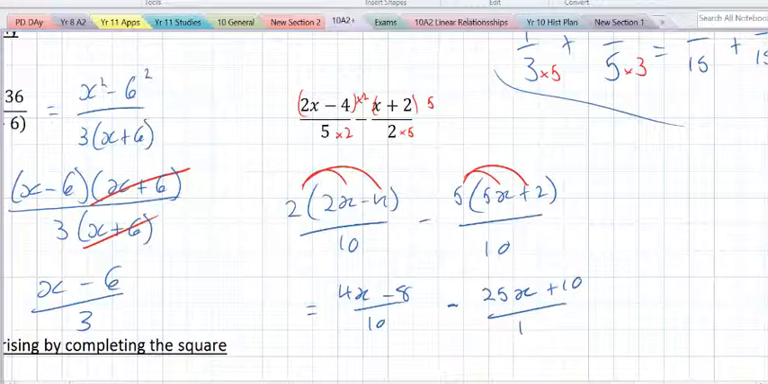When you're expanding, it's supposed to be 2x minus x. That's a 4. Sorry, it's not the 4 that's up there. It's just an atrociously handwritten 4.